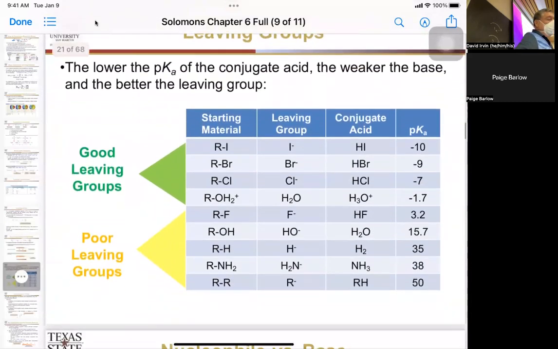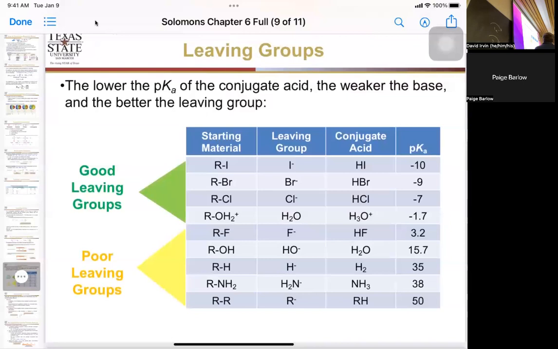However, there are some things we should pay attention to. Good leaving groups were things that were strong acids if they were protonated. HI, HBr, HCl all have pKa's below 0. And water actually turns out to be a good leaving group if it's protonated because its conjugate acid was the hydronium ion, which also has a pKa below 0. So everything that was a strong acid is now a great leaving group because it's a weak base.